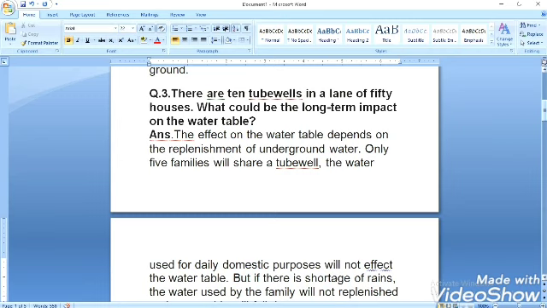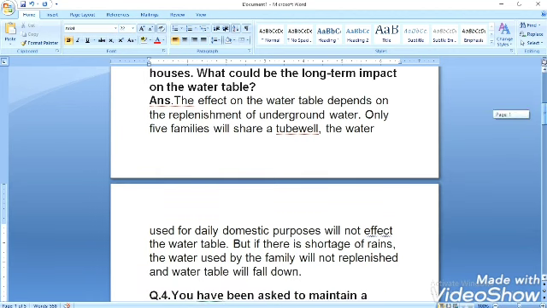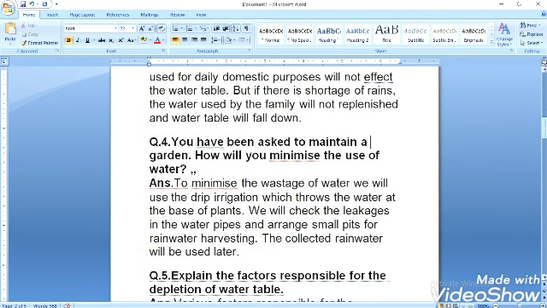Yes, the effect on the water table depends on the replenishment of underground water. Only 5 families will share a tube well. The water used for daily domestic purposes will not affect the water table. But if there is shortage of rains, the water used by the families will not be replenished and the water table will fall down. Fourth question, you have been asked to maintain a garden. How will you minimize the use of water? To minimize the wastage of water, we will use drip irrigation, which delivers the water at the base of plants. It is the new method. Okay, we will check for leakage in the water pipes and arrange small pits for rainwater harvesting. The collected rainwater will be used later.